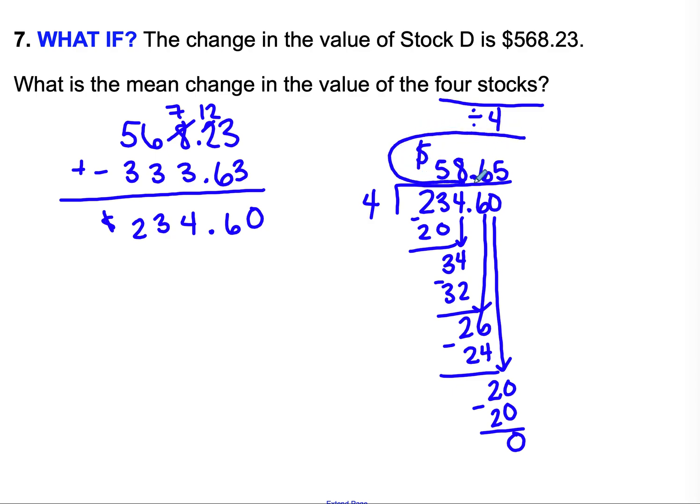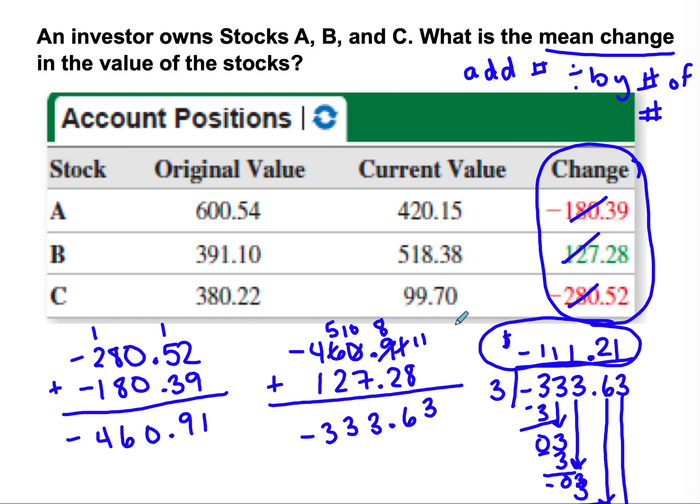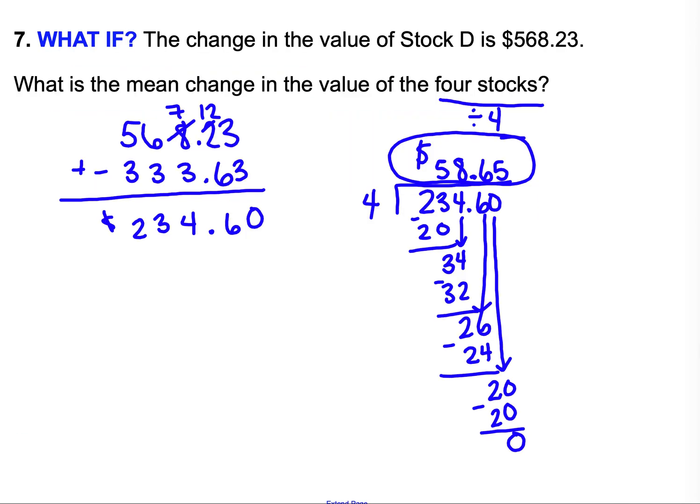Got $58.65. Now I don't remember if I put a label on my last one, so I'm going to go back just to double check. Oh, good, I did. I have dollars here as well. Story problems always need a label. Okay, so our final answer for problem 7 is $58.65.